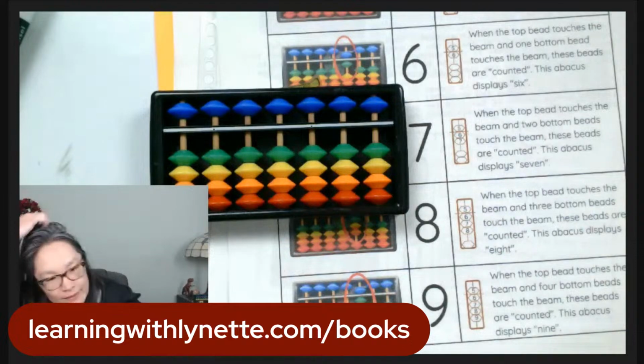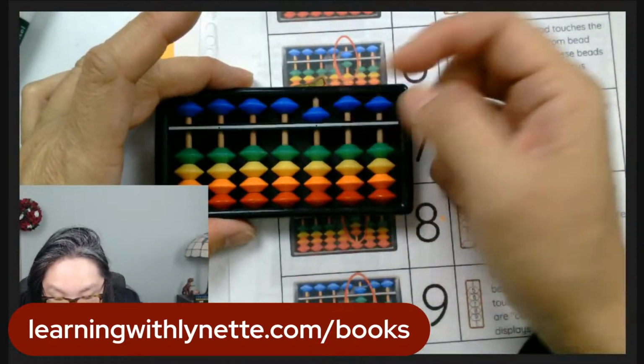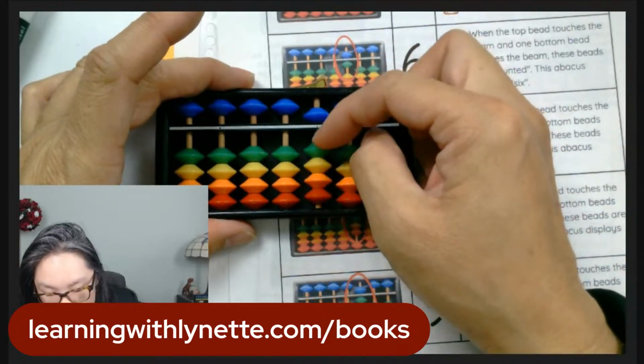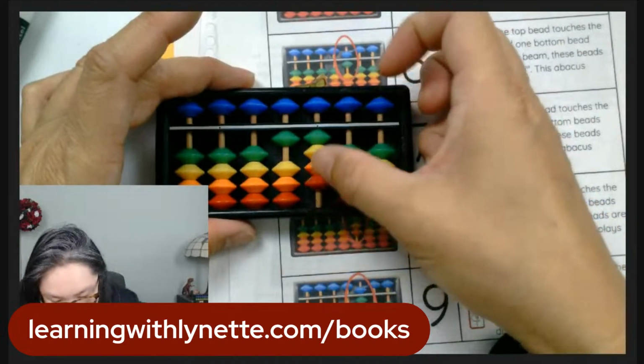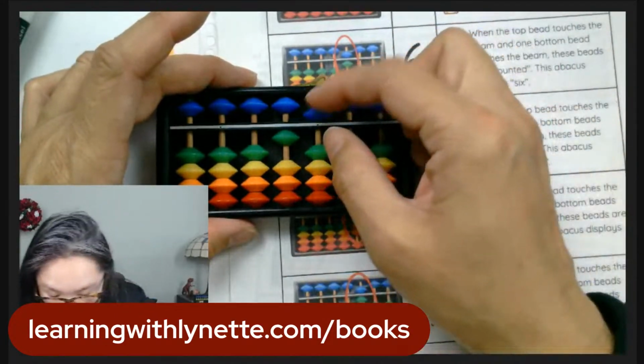All right. We're going to count again. 1, 2, 3, 4, and then we have 5. After 5, we have 6, 7, 8, 9, and then we have 10. After 10, we have 11, 12, 13, 14, and then we have 15. After 15, does that make sense? After 15, we have 16.